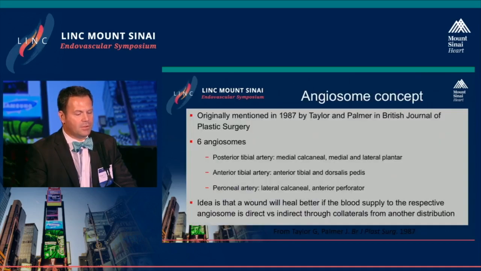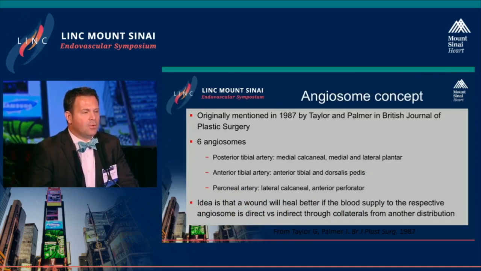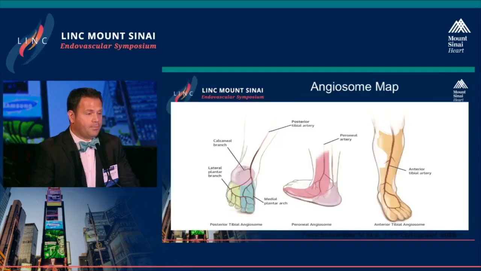These are my disclosures. So the angiosome concept was actually come up with by plastic surgeons. It has to do with dividing up anatomically the lower extremity into different zones with the idea that wounds to whatever zone will heal better if the blood supply is direct versus indirect. Here's a map of the lower extremity and the territory covered by each of the three main arteries.